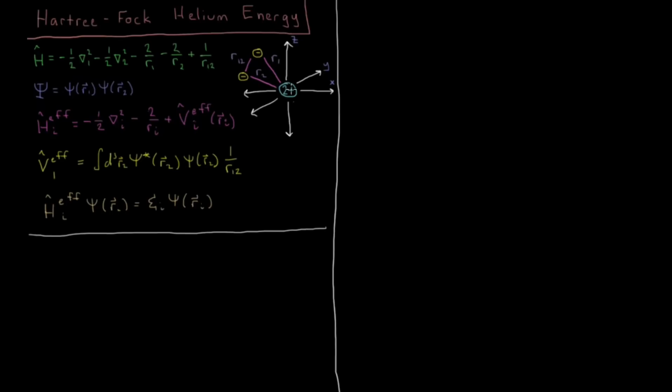So at each point in space, you can tell how much electron 1 feels the average charge density of electron 2. That's not the exact 1 over R12 operator, but that's a decent first approximation to how electrons repel each other. This is called the mean field approximation, doing it like this. Okay, then we get our little mini Schrödinger equation for each electron: the effective Hamiltonian times the orbital equals the orbital energy epsilon I times the orbital wave function for that electron.